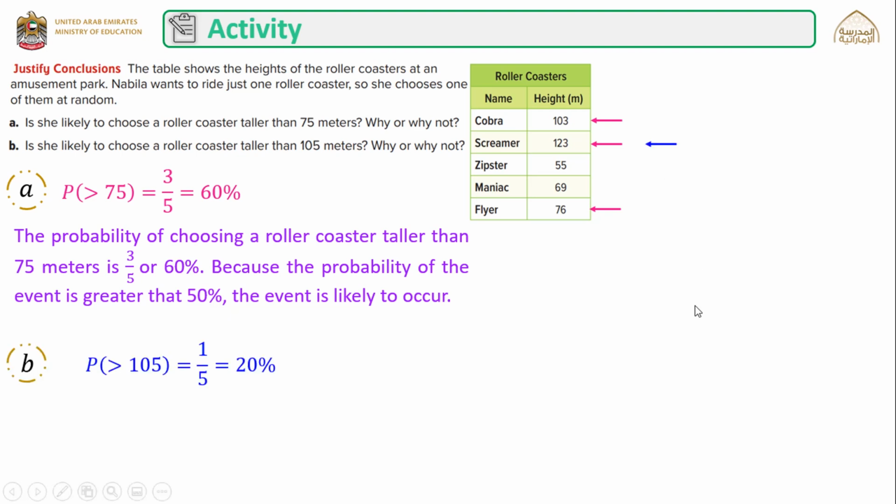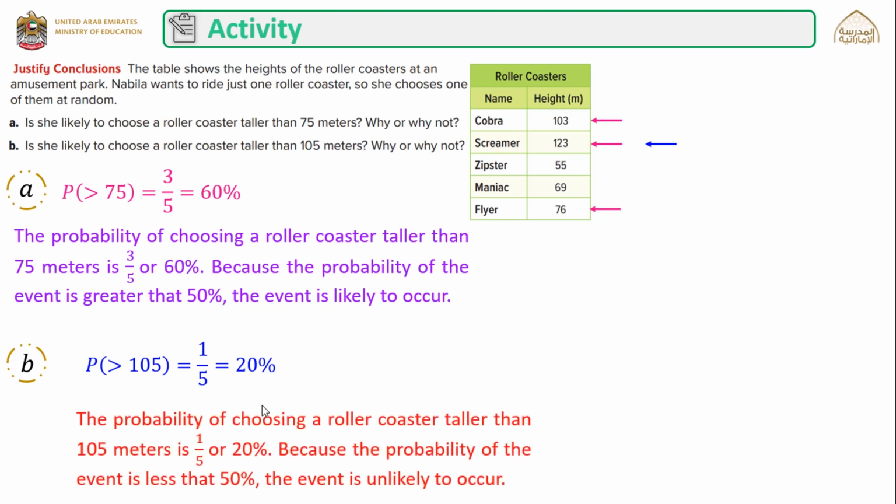Now we will look for the numbers taller than 105. And we found only one value, which is 123. So the probability of choosing a roller coaster taller than 105 meters is 1/5, which is 20%. This is much less than 50%, so this event is unlikely to occur.